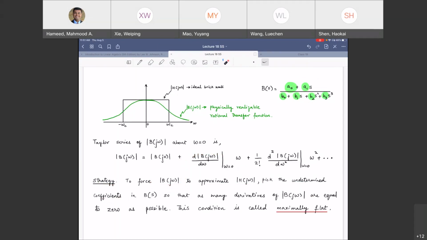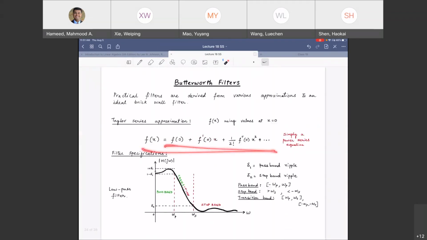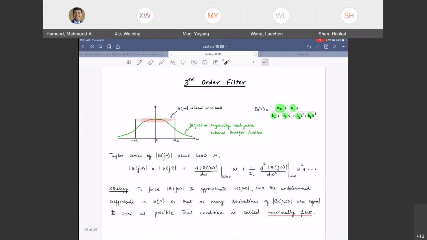So what we are going to do is set as many derivatives of B of j omega equal to 0 as possible, which essentially makes it maximally flat. See, we are not doing the evaluation at any other omega. We are doing that evaluation at 0 here, right? All these omegas are evaluated at 0. What I mean to say is, you could have done the Taylor series expansion at any point. You don't have to do it just at 0, but we are doing it at 0 because we want that to be maximally flat at 0.